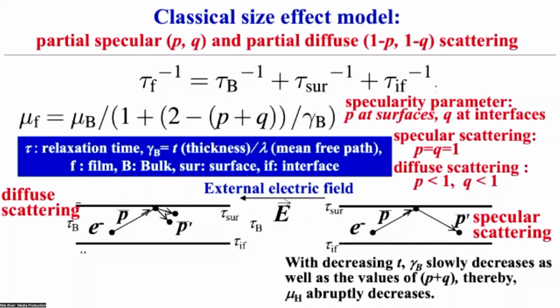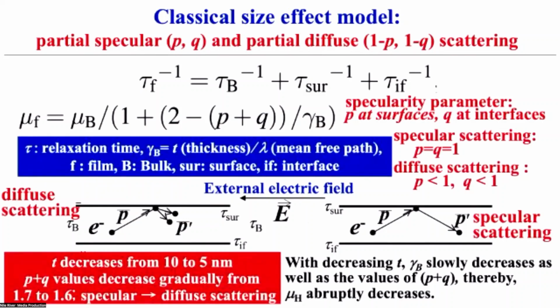Okay, this is the ideal state. On the basis of the analysis of the expression data, as film thickness decreases from 10 to 5 nanometers, the total value P plus Q decreases gradually from 1 to 1.6 specular. This implies the scattering mechanism changes from specular, with no loss, to diffuse scattering. And then we find carrier transport reduction with decreasing film thickness.